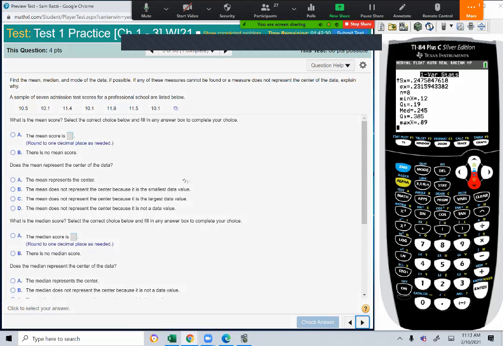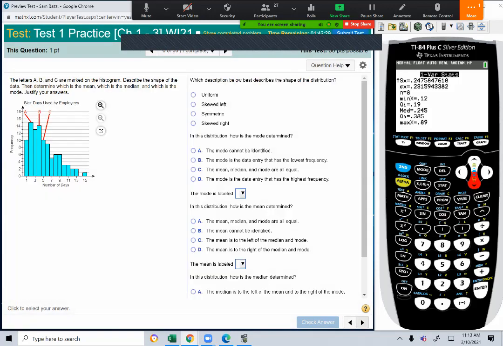Okay, next question. The letters A, B, C are marked on the histogram. Describe the shape of the data and then determine which is the mean, which is the median, and the mode. We did this question before, guys. First of all, do you guys agree with me that the data is skewed what? Right. Left? Oh, right. Yeah, when the tail is toward the right, it's skewed right. And I told you guys last time that the mean will always be closer to the tail. Remember that.